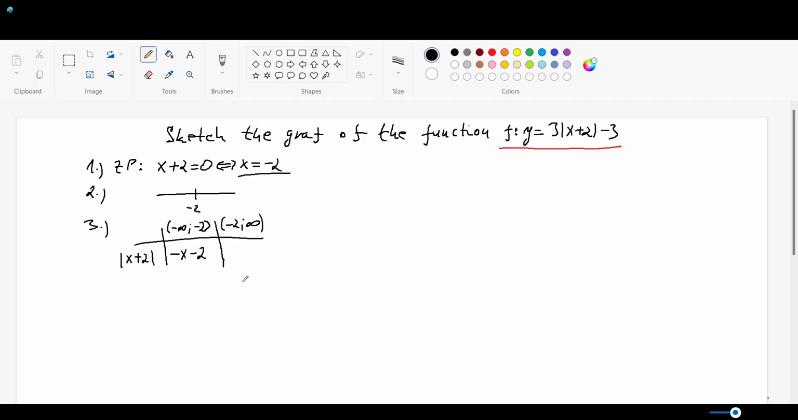So the best idea would be to take number 0. So you are looking for the value of 0 plus 2, which is equal to 2, and in this case 2 is greater than 0, which means you can evaluate your absolute value on this interval, -2 to the infinity, with the same expression which is in the absolute value. So it becomes x plus 2.